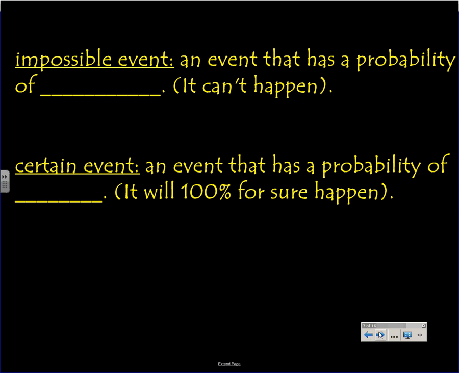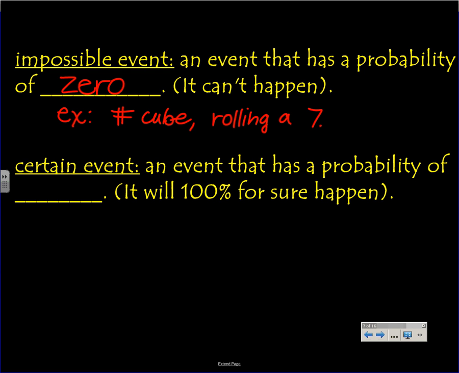We're going to write a couple more vocab words down. The first one is an impossible event. An impossible event is an event that has a probability of 0. It can't happen. Let's give an example of an event that has a 0 chance of happening. If I have a number cube and I roll it and ask, what's the chance of rolling a 7? It's just a normal dice that I throw. That would have a probability of 0. That's impossible. There's not a 7 on the number cube.